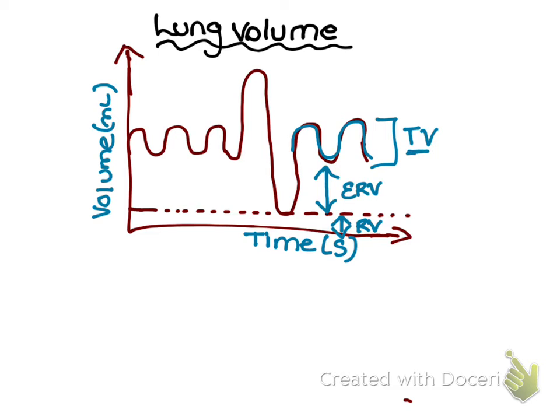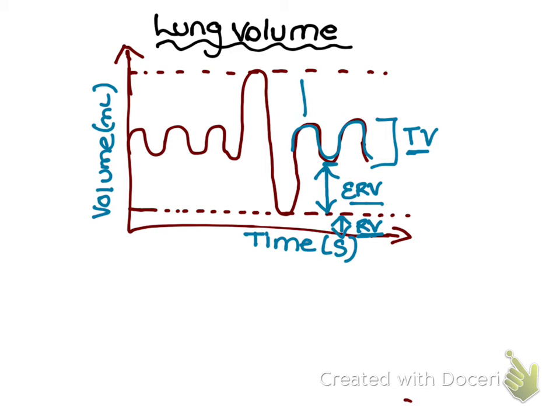The tidal volume is the normal resting breath volume, so it's what you breathe in. The expiratory reserve volume is the volume of air that can be expired from the end of a normal tidal volume, so it starts at the end. And then your residual volume is the volume that is remaining in the lungs after maximal expiration.